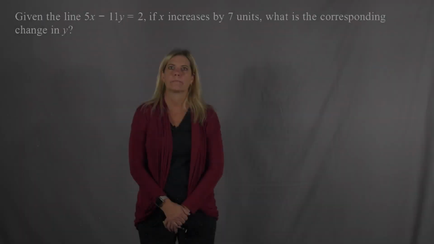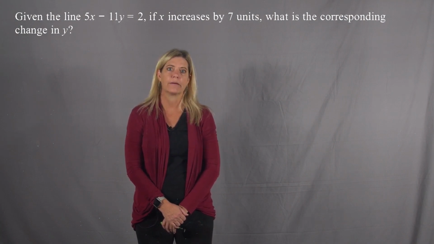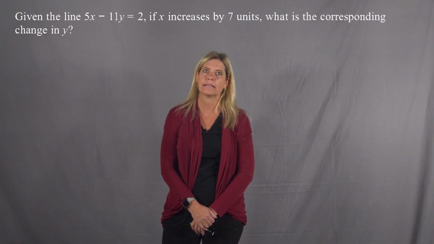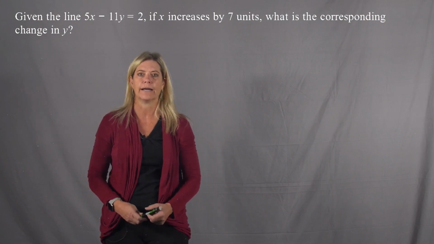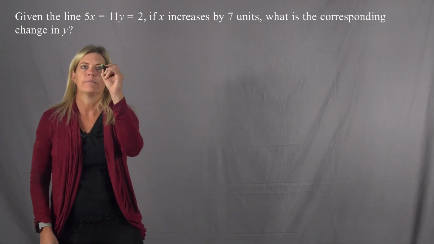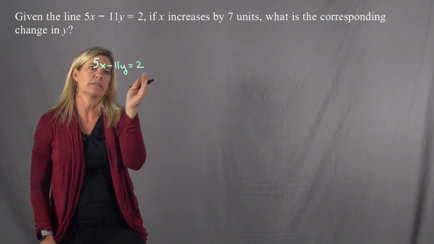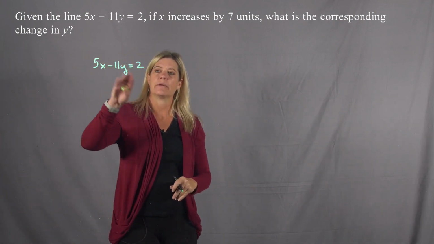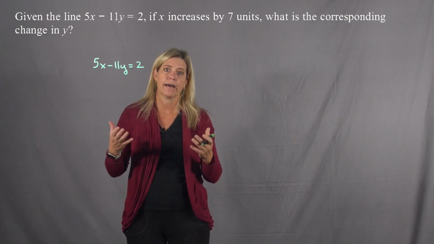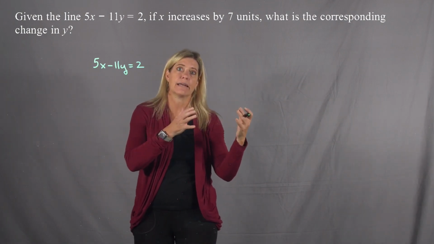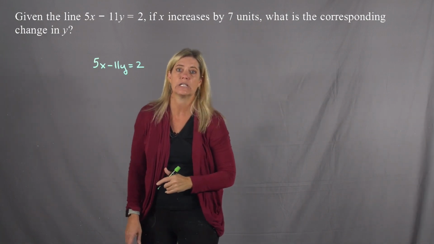All right, here we're given the line 5x minus 11y is equal to 2, and we need to determine that if x increases by 7 units, then what is the corresponding change in y? So we know that we have a line, right? So it's 5x minus 11y is equal to 2. This is in standard form. If I manipulate this equation and put it in slope-intercept form, I can find the slope, and then that's going to help me figure out what happens if I change x, what the corresponding change is in y.